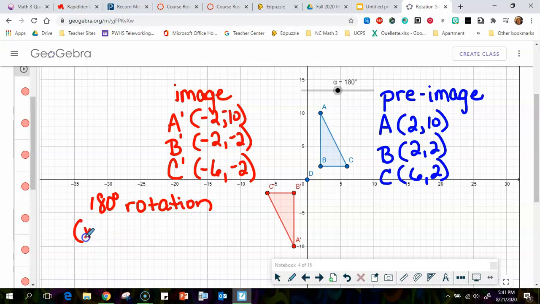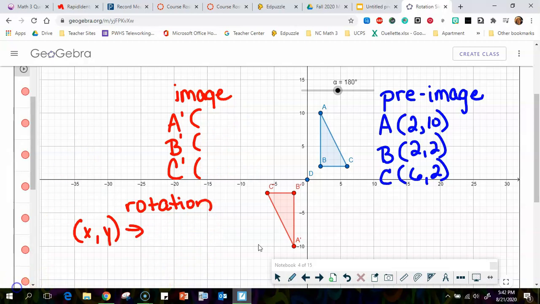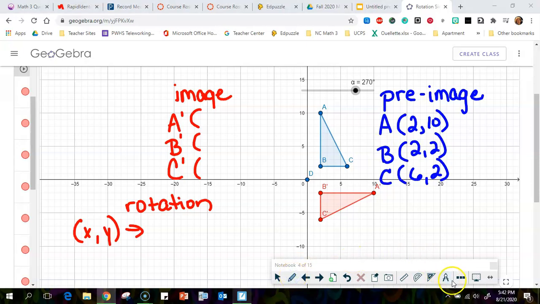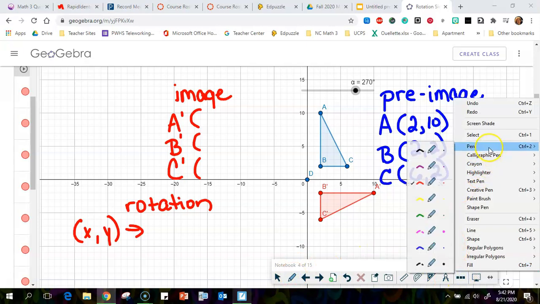So this time what happened with the 180-degree rotation is that x, y changed to, what happened? They're in the same order, 6, 2, 6, 2, but they just changed to the opposite. So it's going to be the opposite of x and the opposite of y. Okay, I left a few things this time so I don't have to rewrite. So I'm going to move this to a 270-degree counterclockwise rotation. And our image, of course, stays the same.